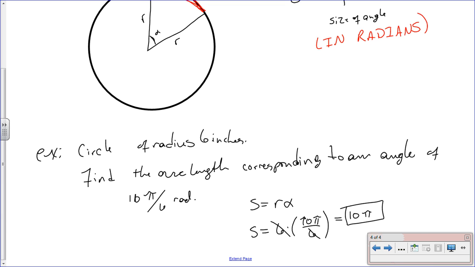So that is how radians help you find arc length. It's simply your radian measure times your radius that will give you the arc length.